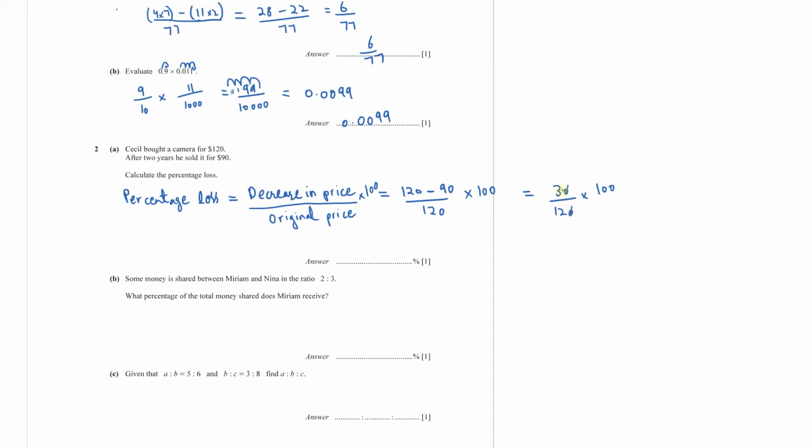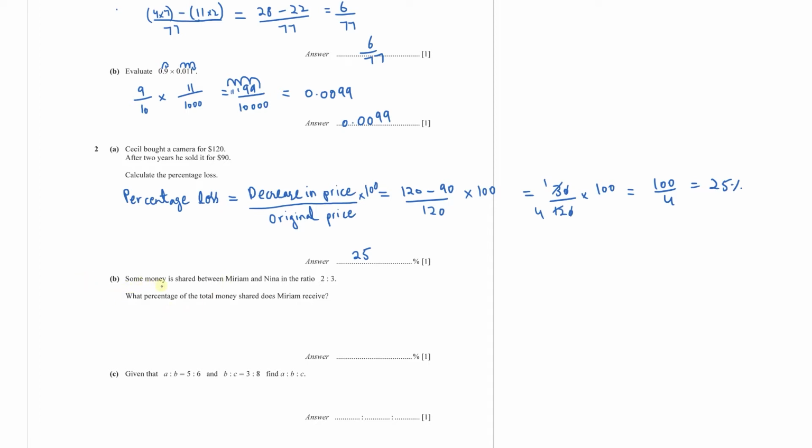So 0, 0 cancel out. 3 times 1 is 3. 3 times 4 is 12. So you get 100 by 4, which is equal to 25%. So your percentage loss, or the percentage decrease in the price, is 25%. Here you're saying percentage loss because he sold it after 2 years. So the loss is basically the decrease in price over original price times 100.